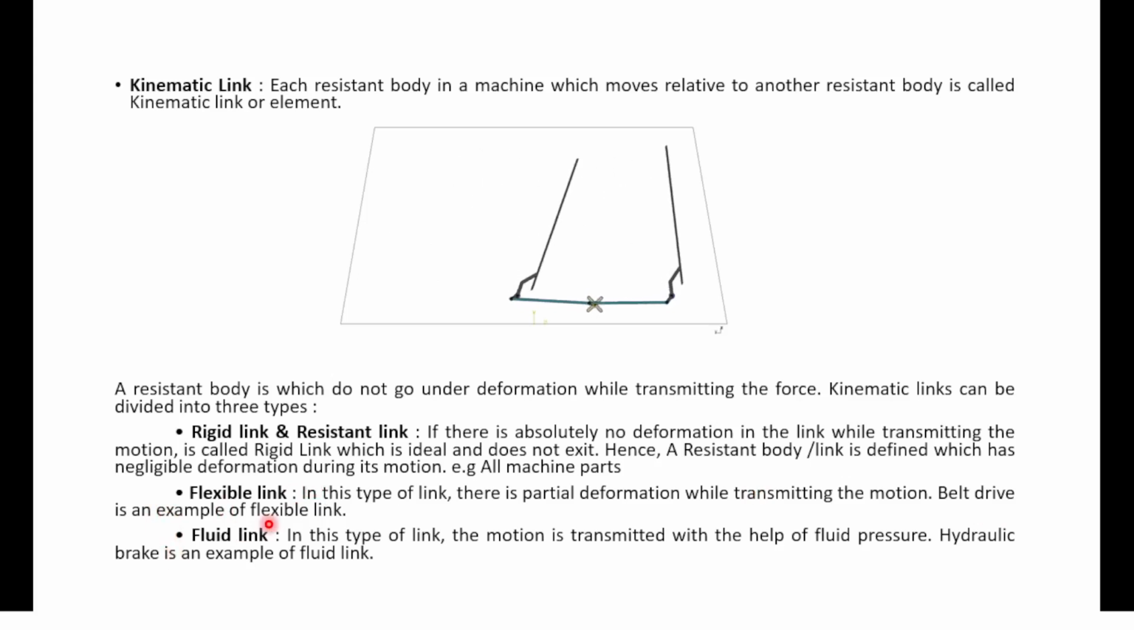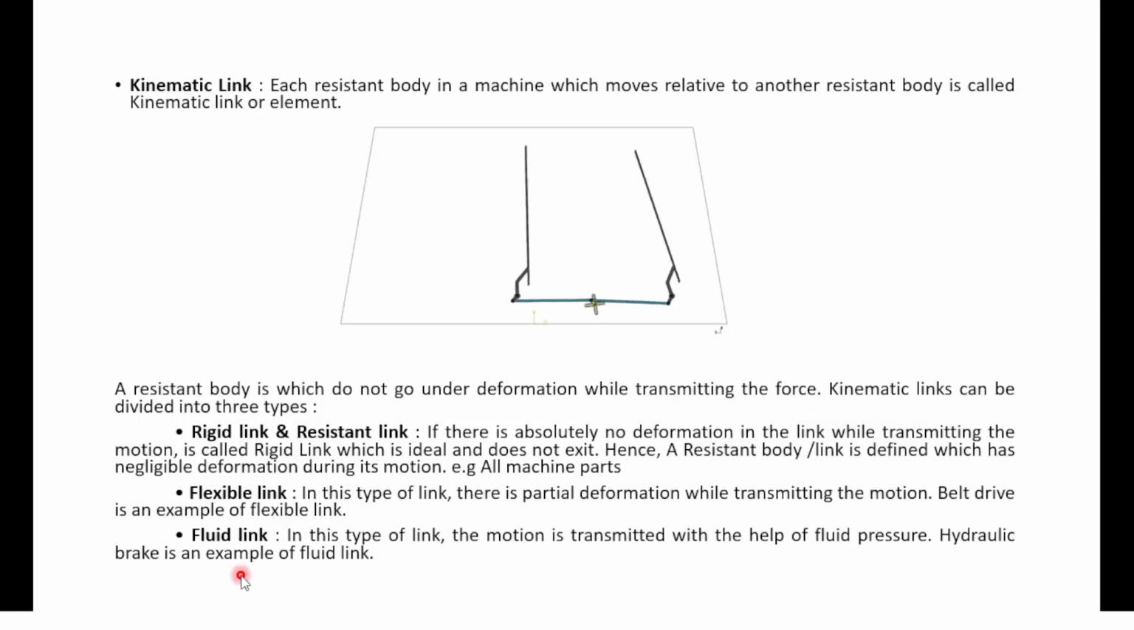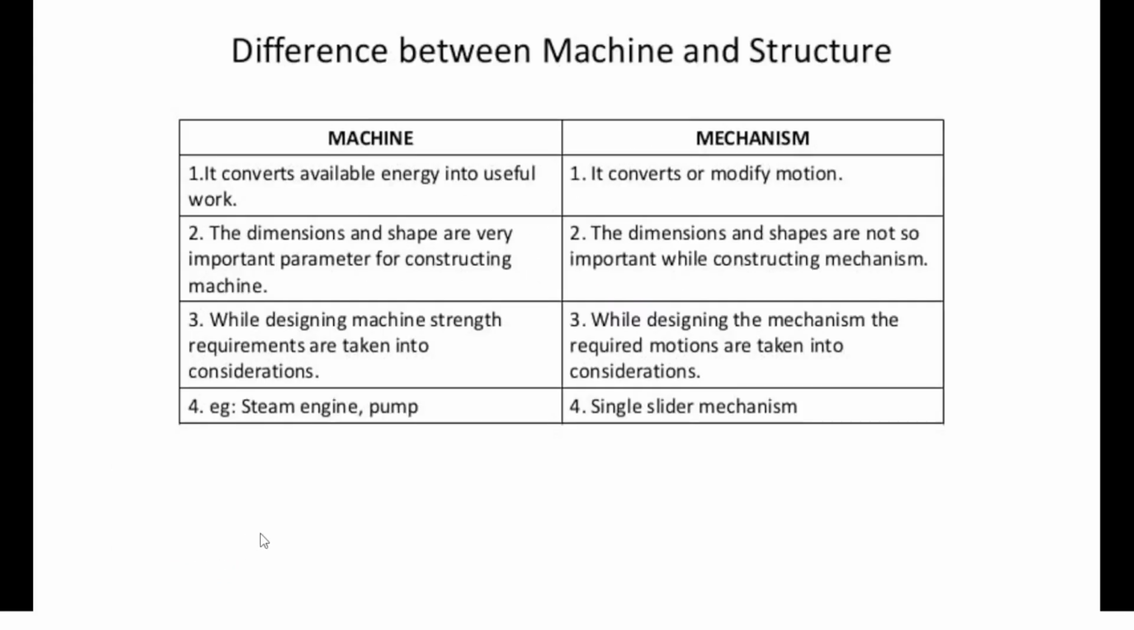And there is the fluid link. In this type of link, the motion is transmitted with the help of fluid pressure. The hydraulic brakes that are used in automobiles are the best example of a fluid link, in which the pressure applied at the brake pedal is transmitted to the brakes through a fluid. That's why it is known as a fluid link.